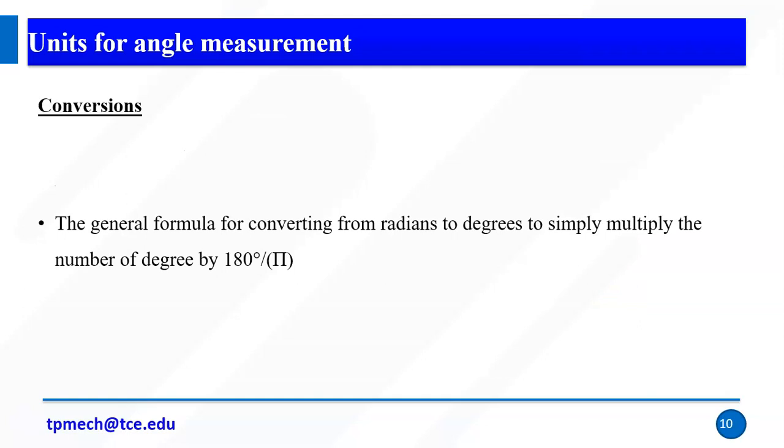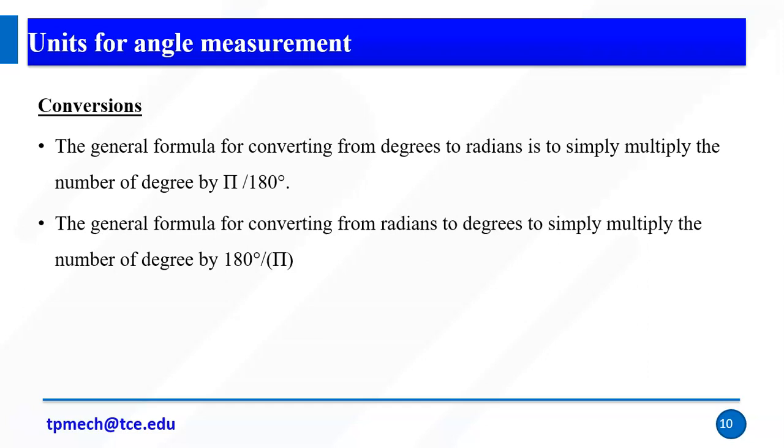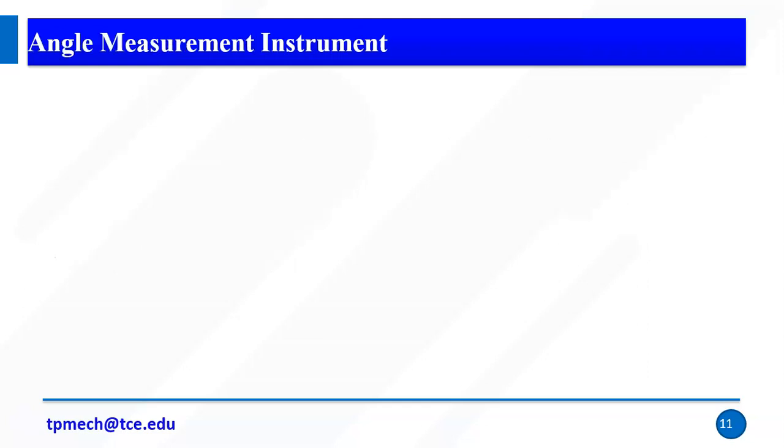Generally, how do we convert between degrees and radians? There are two ways. The general formula for converting from degrees to radians: if I have a degree value and need to convert it to radians, I multiply by pi by 180. Vice versa, if I have a radian value and want to convert it to degrees, I multiply by 180 by pi. These are some of the basic principles of angle measurements.